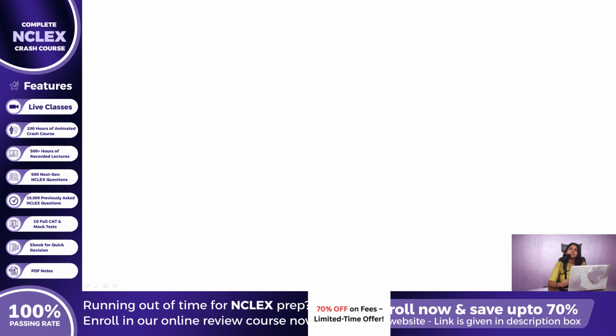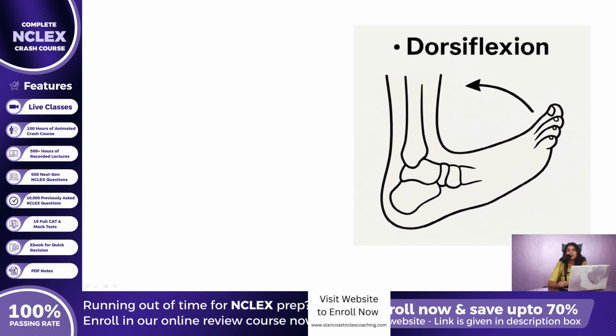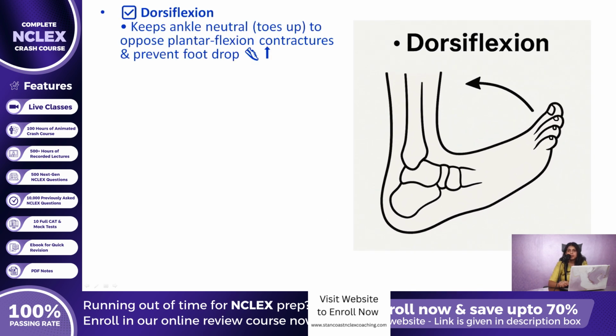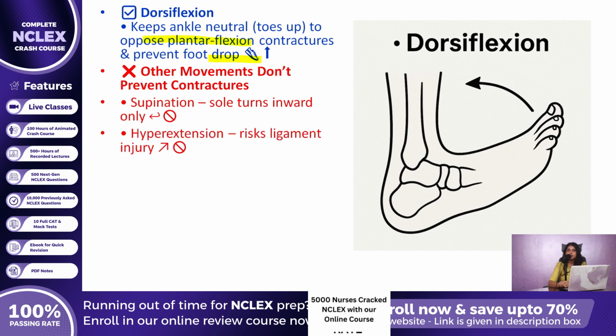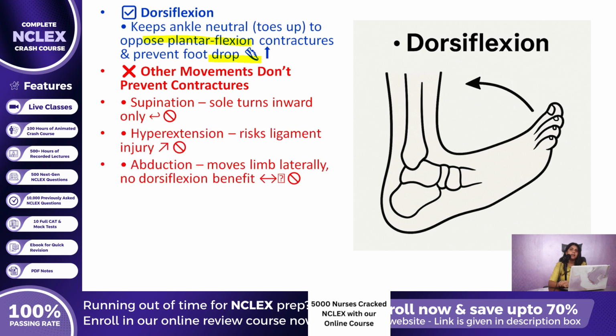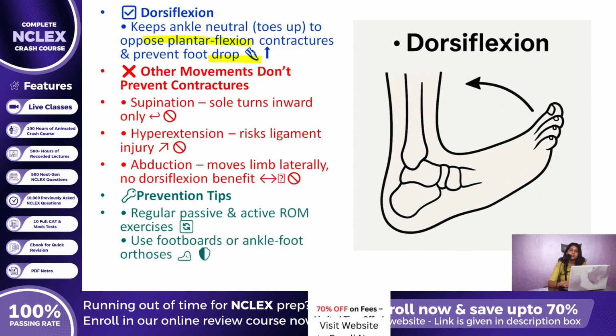Dorsiflexion, because maintaining the ankle in a neutral, upward flexed position counteracts the plantar flexion tendency that leads to contractures and foot drop. Supination merely turns the sole inward, hyperextension risks ligament damage, and abduction moves the limb laterally without affecting ankle dorsiflexion. In addition to proper positioning, regular passive and active range of motion exercises and use of footboards or ankle foot orthoses support long-term prevention of contractures.